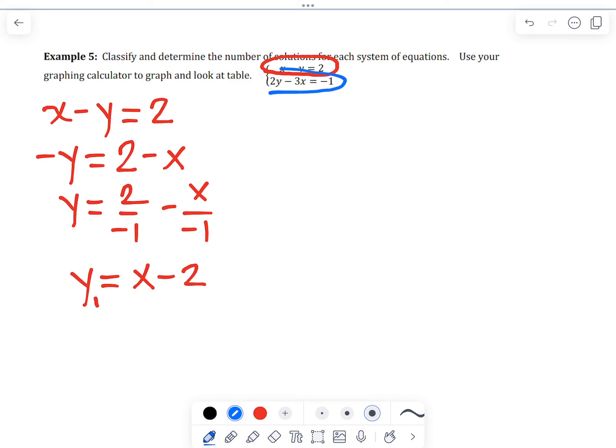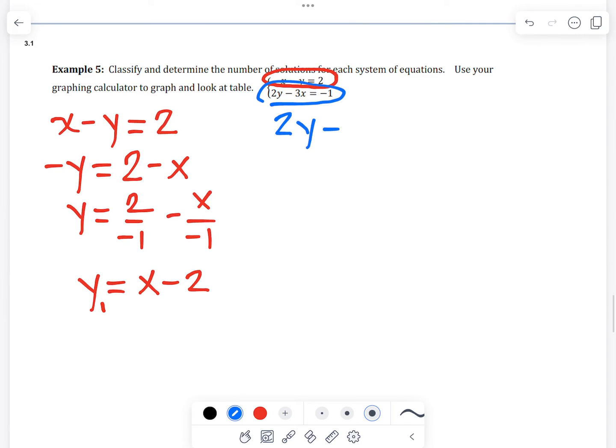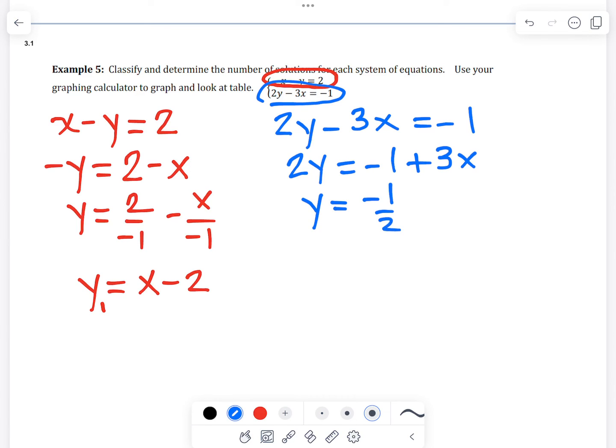The second equation in the system, you again need to convert it to slope-intercept form to be able to use the graphing calculator. So we add 3x to both sides. And then we divide both sides by 2. And then convert to slope-intercept form. So you put the m first, and then the b. And we'll call this y sub 2.